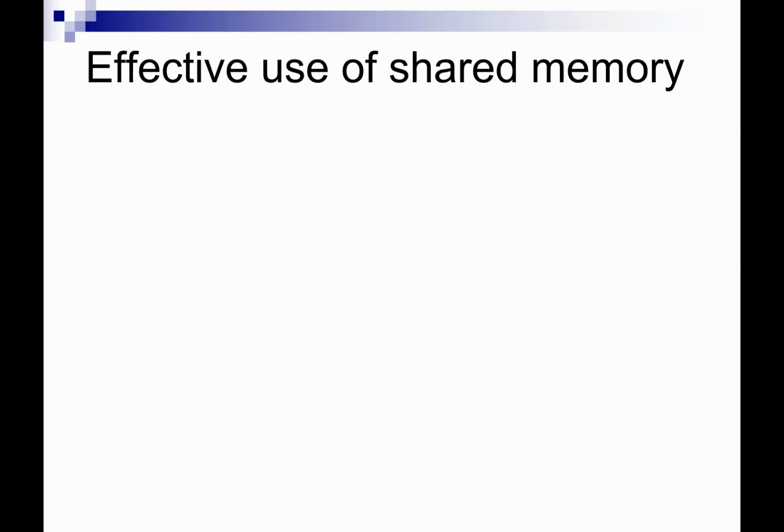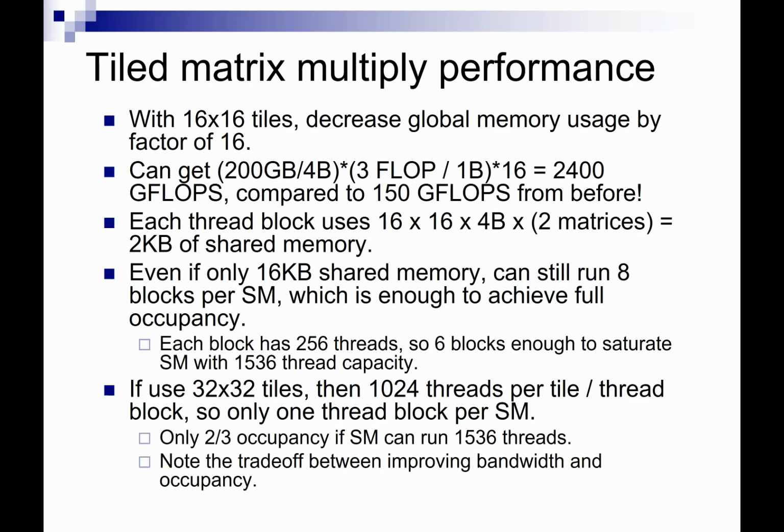Now sometimes you don't want to use very large tiles. One is that it might not fit in shared memory, and even if it fits, you could run into problems like this. For example, if you use 32 by 32 tiles, then you have 1,024 threads per tile, and if you can only run 1,500 threads per SM, you can't afford to run 2 blocks, so you can only run 1 block with 1,000 threads, so you only get 2/3 occupancy.